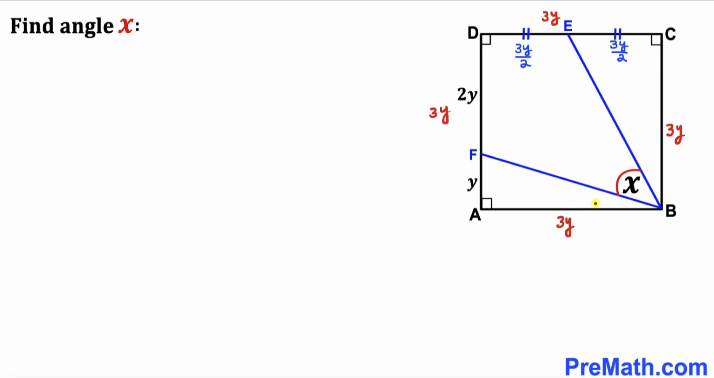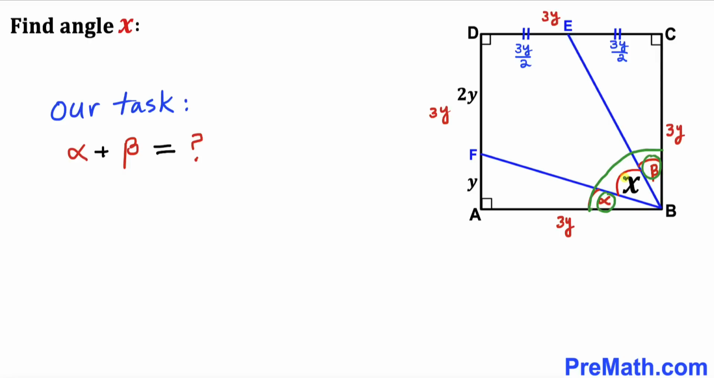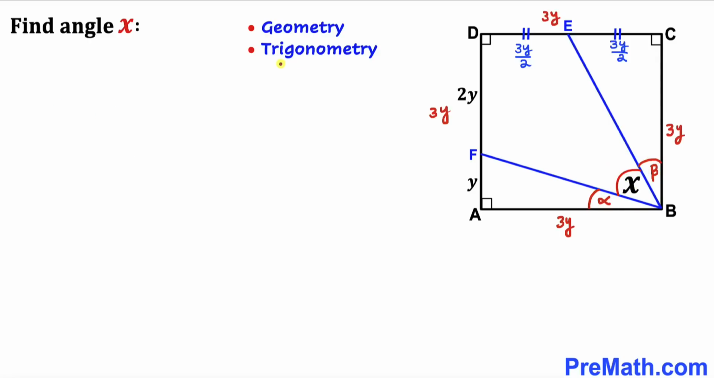And here's our next step. Let me go ahead and label this angle as alpha and this angle as beta. Now our task is to find the value of alpha plus beta. And we know that this whole angle is 90 degrees. If we figure out alpha plus beta, we can easily figure out our angle x. In such kind of mathematical problem, we are going to use not only geometry, but trigonometry as well. These are very powerful tools in mathematics.